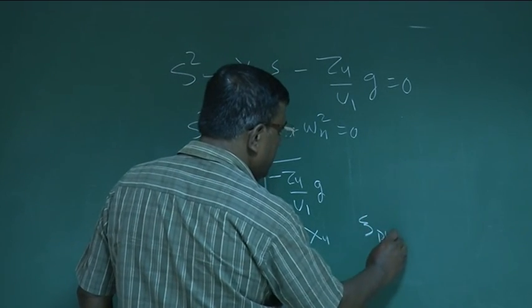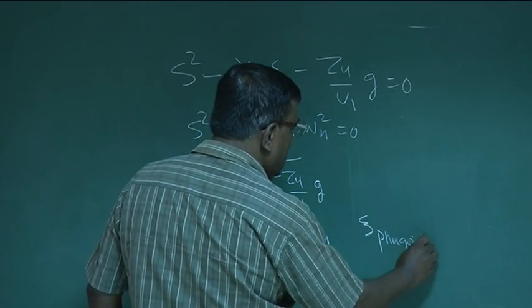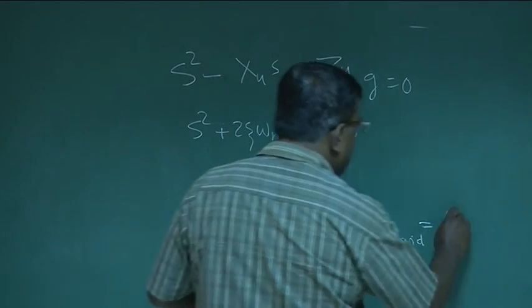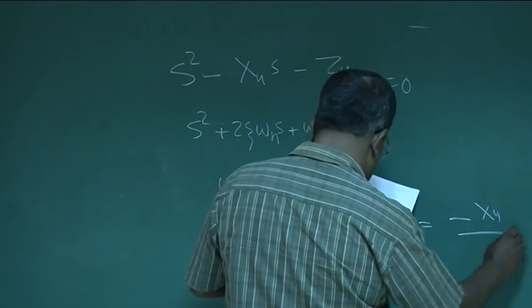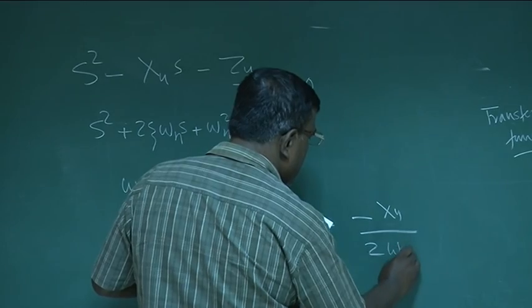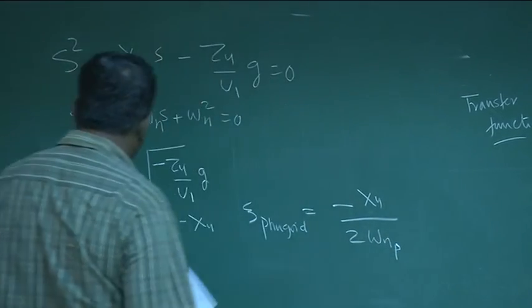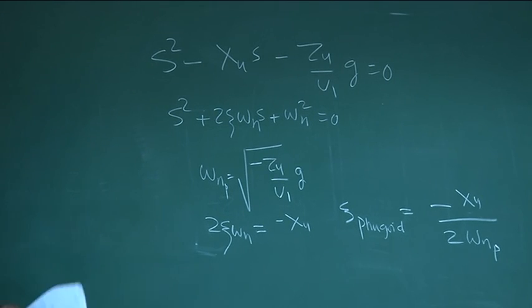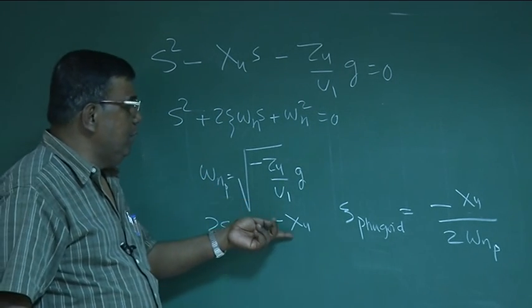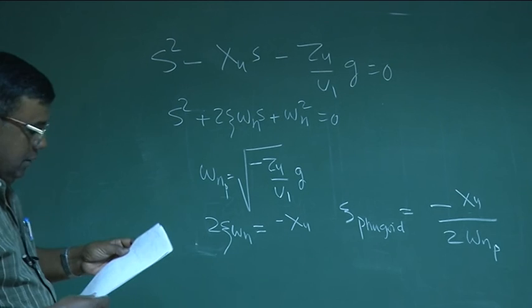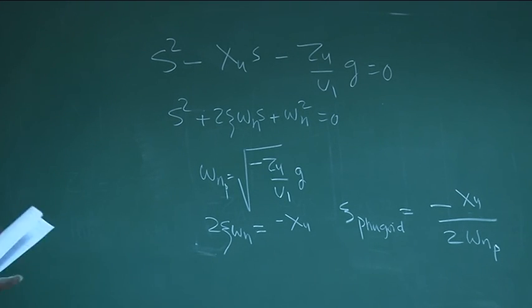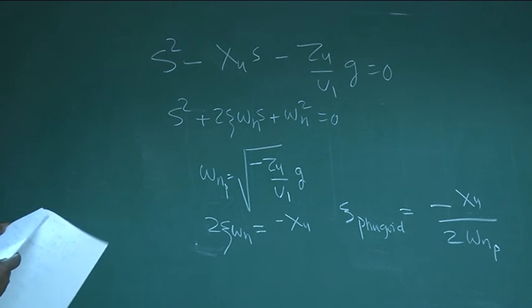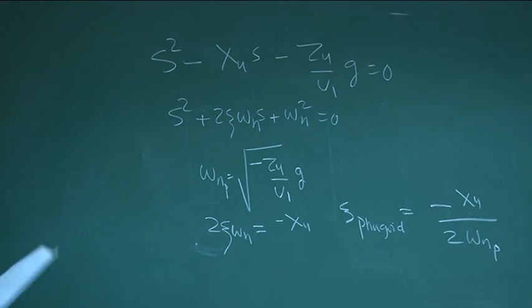Or zeta Phugoid is equal to minus xu by 2 omega n Phugoid. So I call this Phugoid. You know by now what ZU is and what XU is, right? All those expressions you are aware of. Now we'll do a little bit of work on this and you'll see what happens.